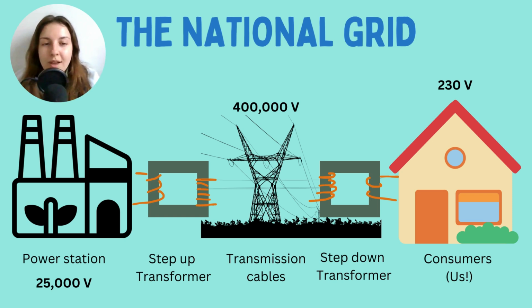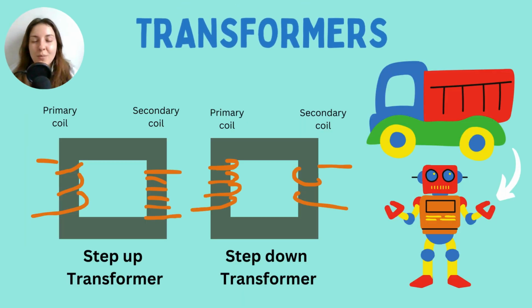And I want to talk to you now about why the voltage is so high at the beginning, 400,000 volts, and much lower when it reaches our home. So let's talk about that now. Although we may have heard of transformers as a type of robot, transformers in physics are really useful, especially in the electricity world, because they have the ability to change the voltage in a system. A transformer itself is made of an electromagnet, a piece of metal that is magnetic, and it has coils of wire around it. When a transformer is used in the national grid, we have two different types.